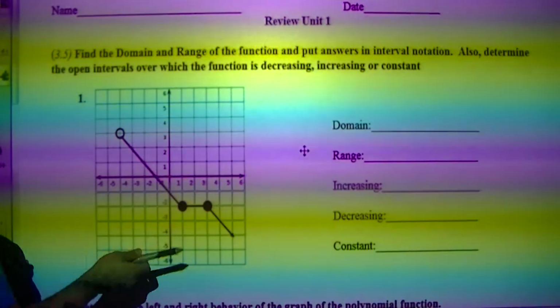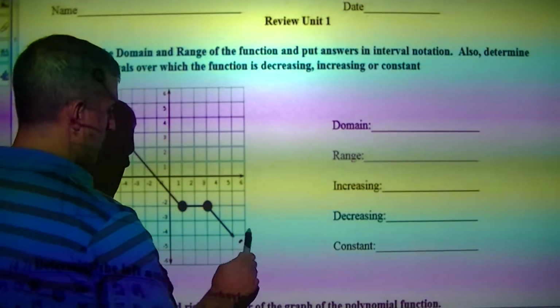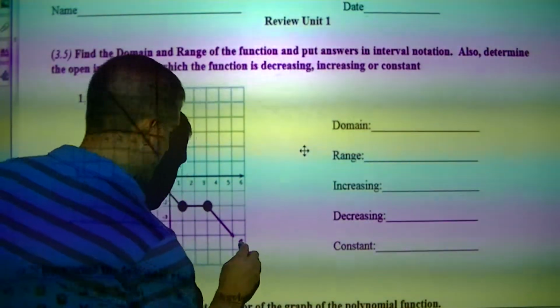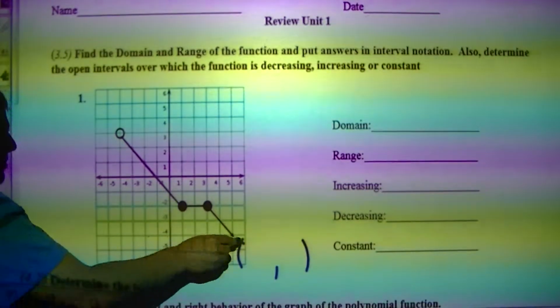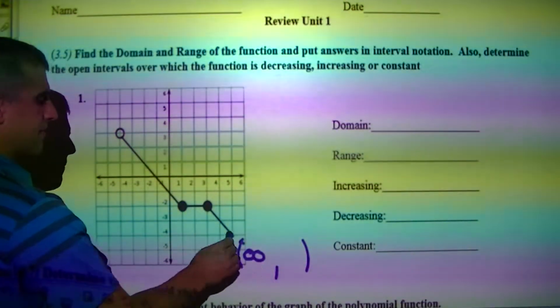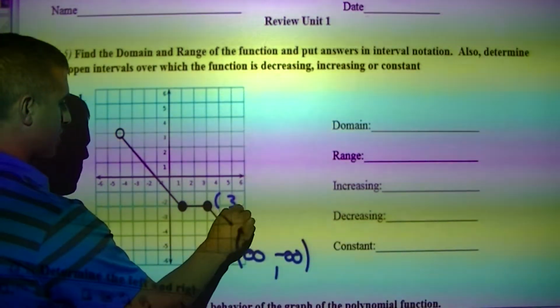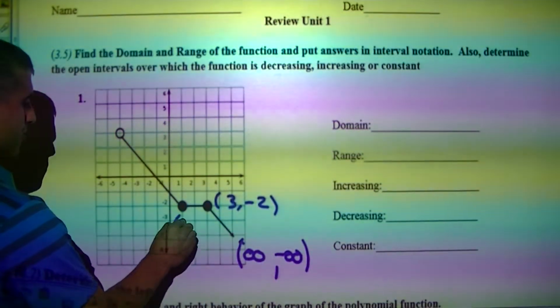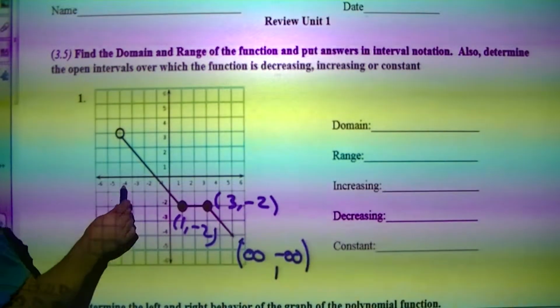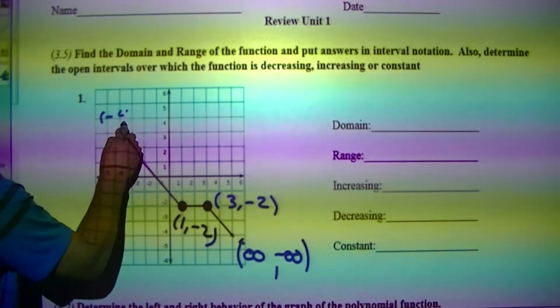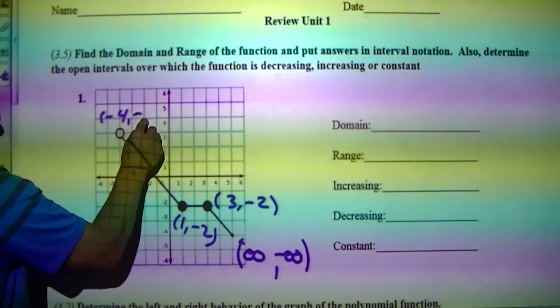Okay, what you want to do is first make sure you label all your points. So I'm going to label this arrow. Because it's going to the right side, that's going to be positive infinity. Since it's going down, it's going to be negative. This point here is (3, -2). This point is (1, -2). All right, this point is (-4, 3). Okay, this is going to help me come up with my answers.